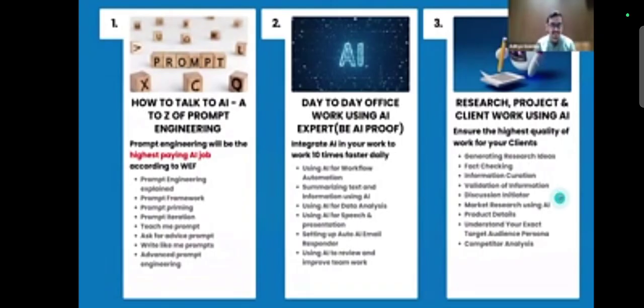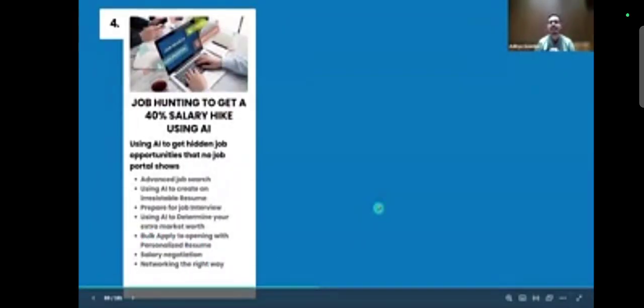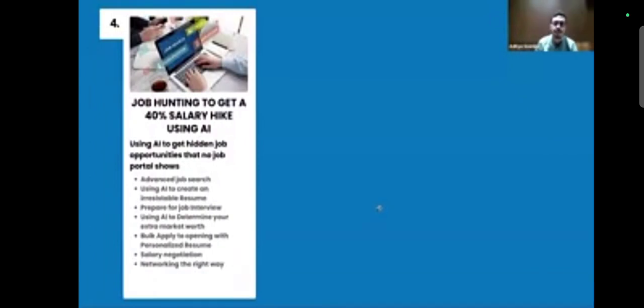This is exactly what I'll be teaching in the fourth module. Job hunting to get a 40% salary hike using AI. Via this module, you will be using AI to find hidden job opportunities that no job portal in the world shows. You will be learning the art of salary negotiation, which no one teaches you. You will be learning how to do advanced job searches using AI, to create an irresistible resume, preparing for job interviews using AI, to determine your extra market worth, using AI to network absolutely the right way. This is what you'll be learning in the fourth module.